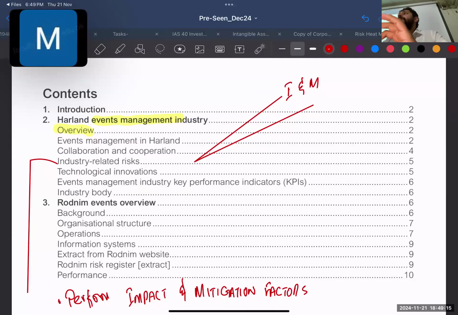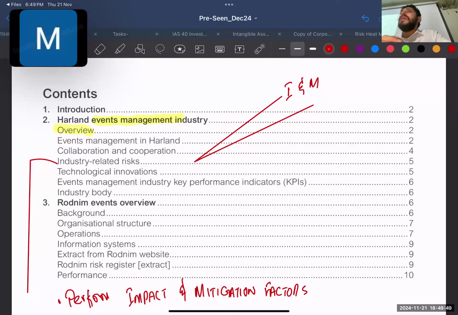Please be very vigilant. Normally, if the risk is given in the pre-seen and the examiner says that you have to use the risk given in the pre-seen, then you are going to open the pre-seen material. You will know what risks have already been given to me. You are going to take the heading from the pre-seen of that related risk, and then create an impact and mitigating factors. So please make sure that the risks are very well known.